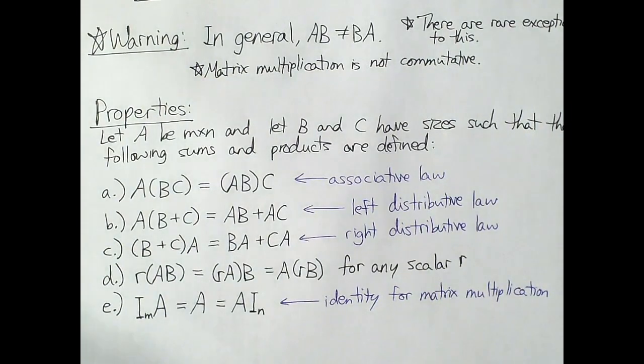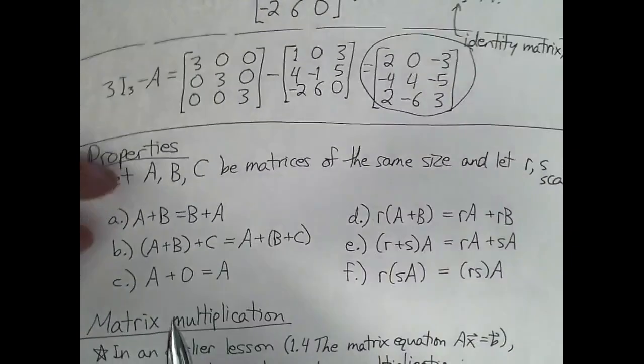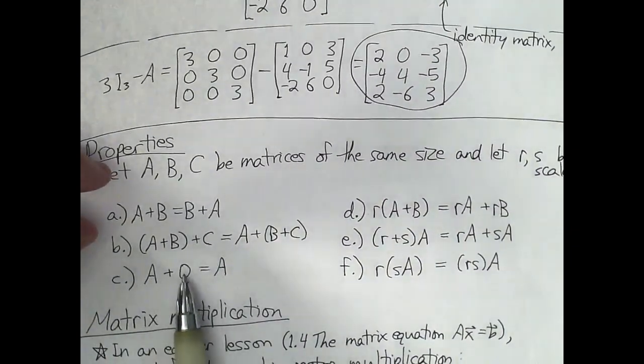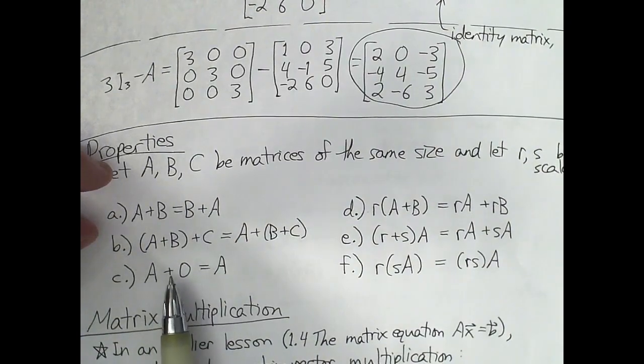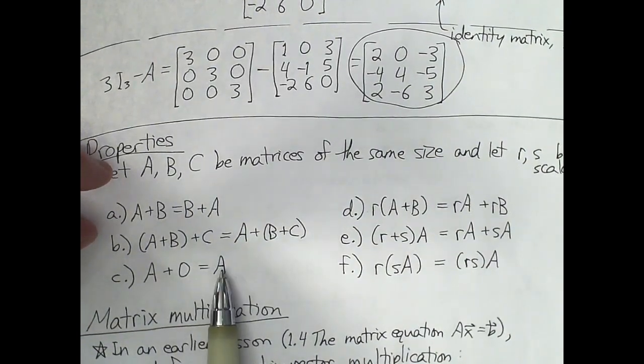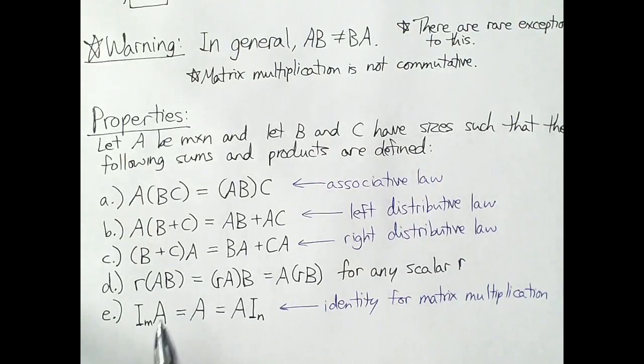Oh, here's a question. If that's a multiplicative identity, is there also an additive identity? Yes, we already said it earlier. A plus 0 equals A. So adding 0 doesn't change a matrix. Multiplying by I doesn't change a matrix. Seems reasonable. All right, what else have we got?